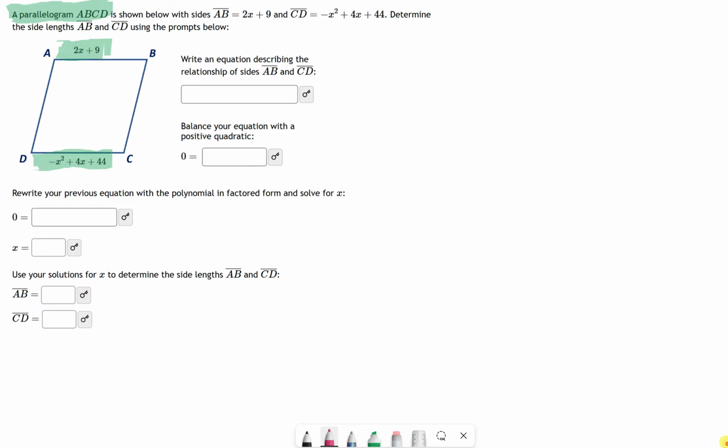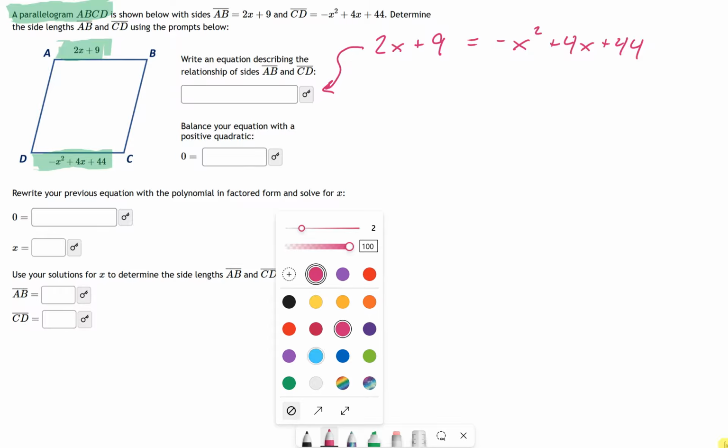Well, let's make an equation that says the side on the top, which is 2x plus 9, equals the side on the bottom, which is negative x squared plus 4x plus 44. Okay, well, great. That's all that this first box is asking you, just that you understand what the relationship is between sides on a parallelogram. But now we have to actually get to work with some algebra solving this thing.